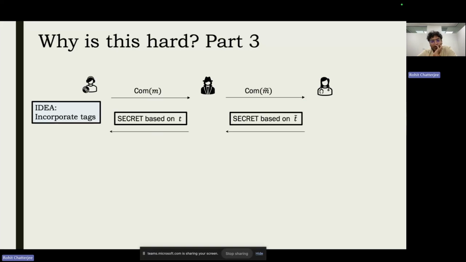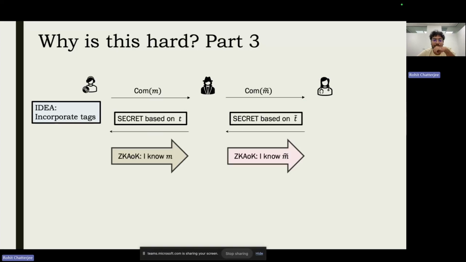So I think I've communicated some of why this is hard. What I'm trying to do is, we have interactive protocols, so we can do some more setup with them. Instead, I'm going to have some sort of secret based on the tag, because remember that the tags are different in both instances, and maybe I can exploit that asymmetry. And so I have this middle block of communication where I'm proving some secret based on the tag value.